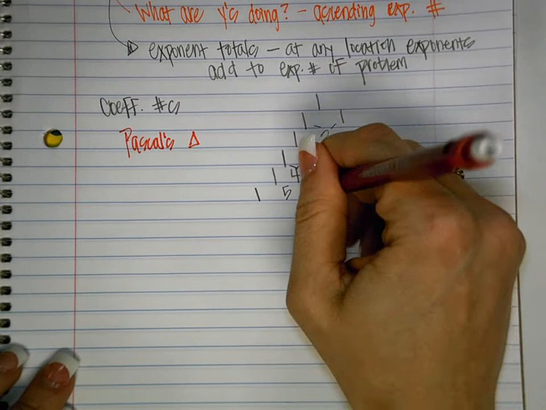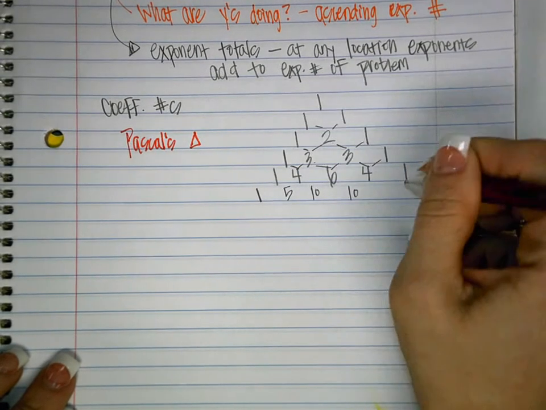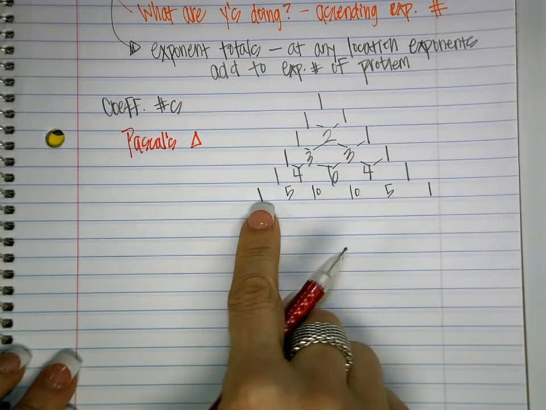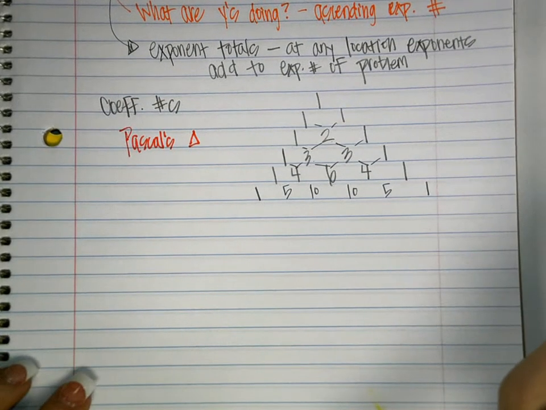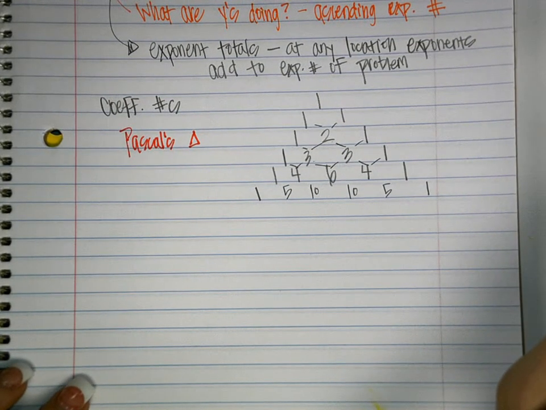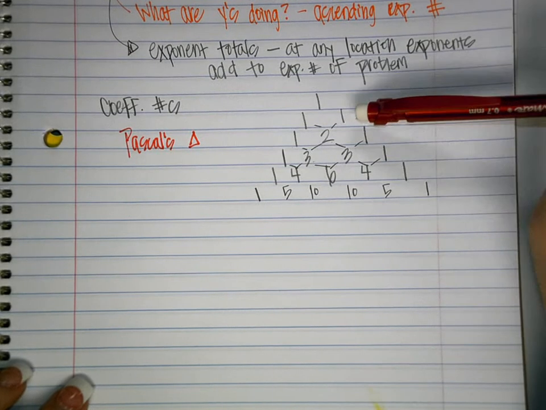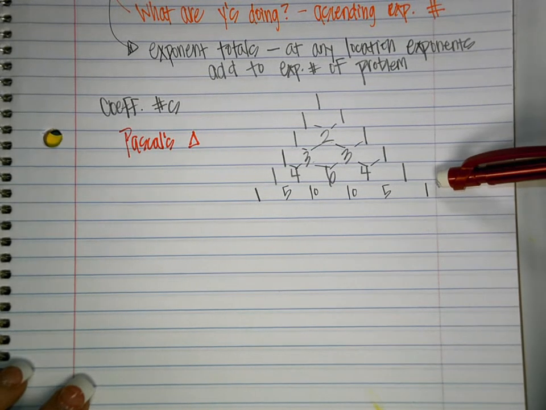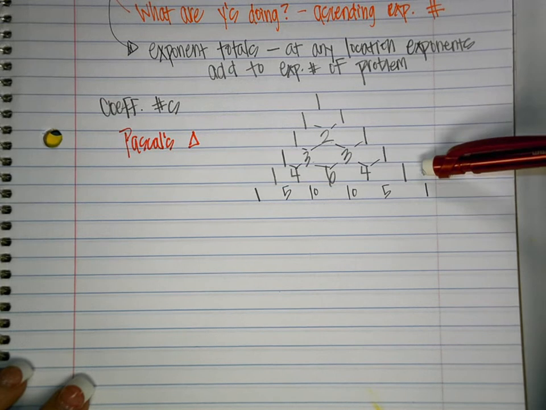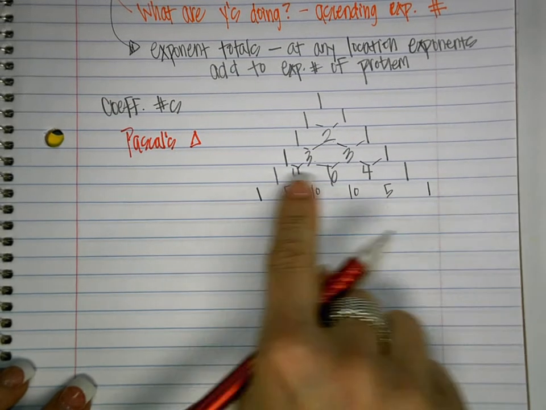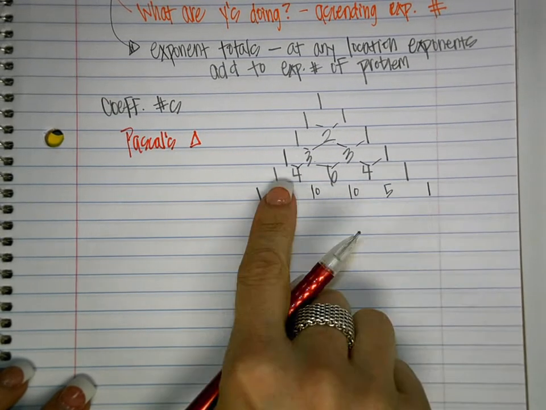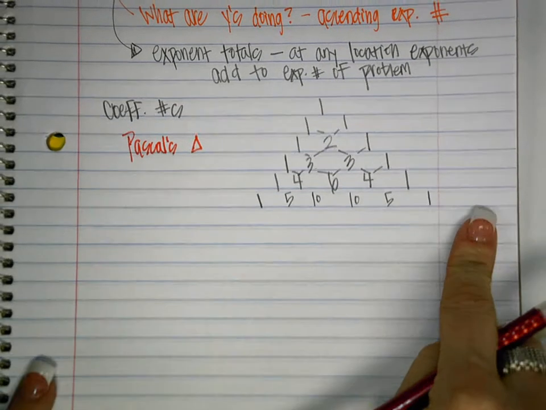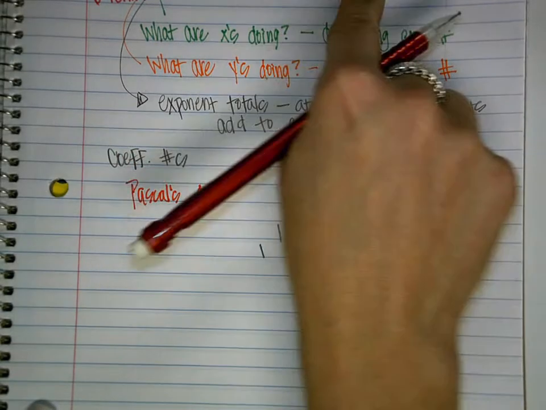10, 10, 5, 1. Notice how many terms are in each level. It increases each time, right? We had 1 term, 2, 3, 4, 5, 6 terms. If you have 5 terms, those would be your coefficients. If you have 6 terms, now these will be my coefficients up front.